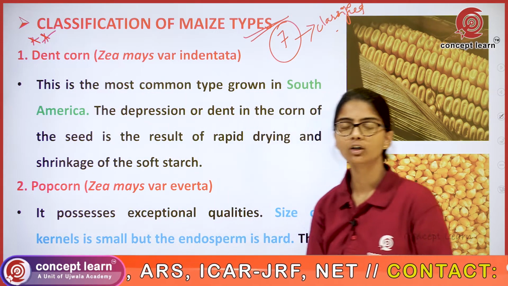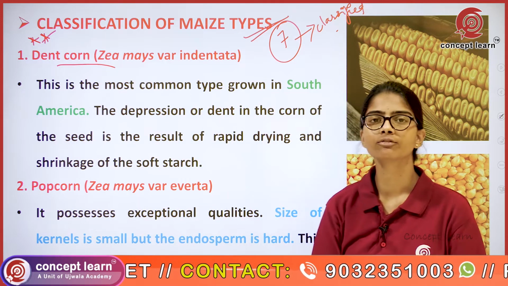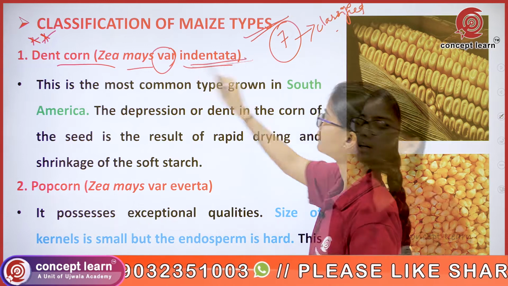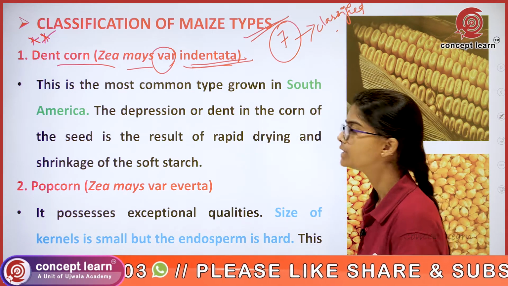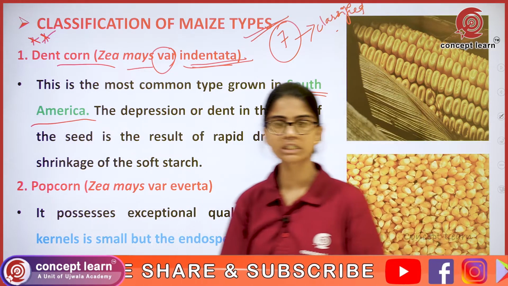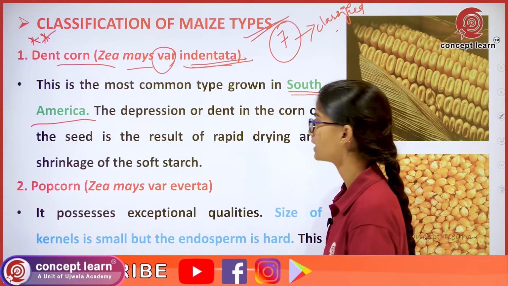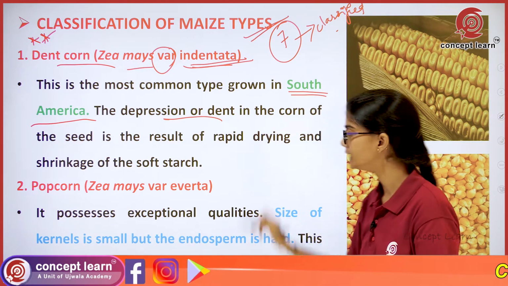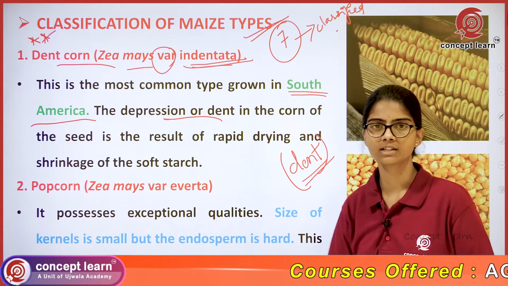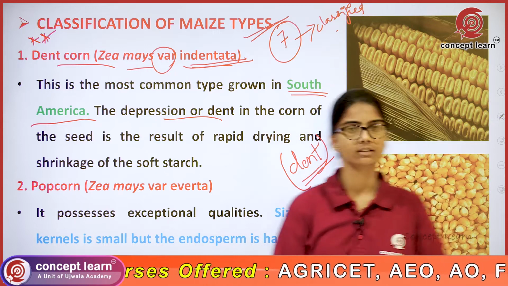The first variety or classification of the maize type is dent corn. The scientific name of dent corn is Zea mays variety indentata. This is the most common type of South America. It is mostly grown and cultivated in the South American states of USA. On the top of the kernel, the dent is present, so the name dent corn has evolved.